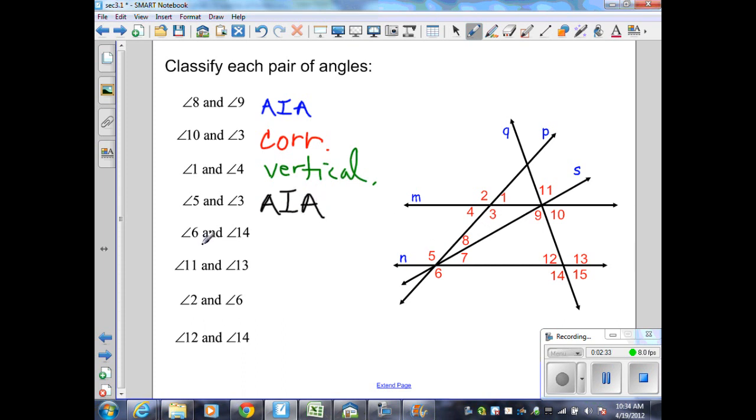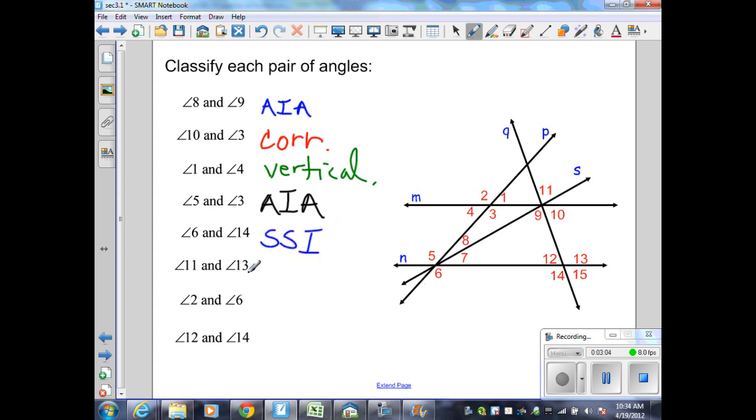Angle 6 and 14. Let's identify a transversal. The transversal is N. 6 and 14 are on the same side of the transversal. My other two lines are P and Q. They are in between P and Q. Therefore, they are same side interior angles.